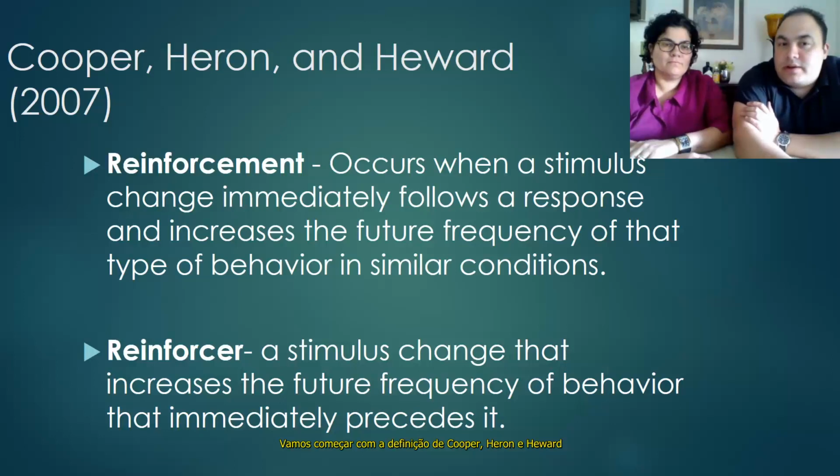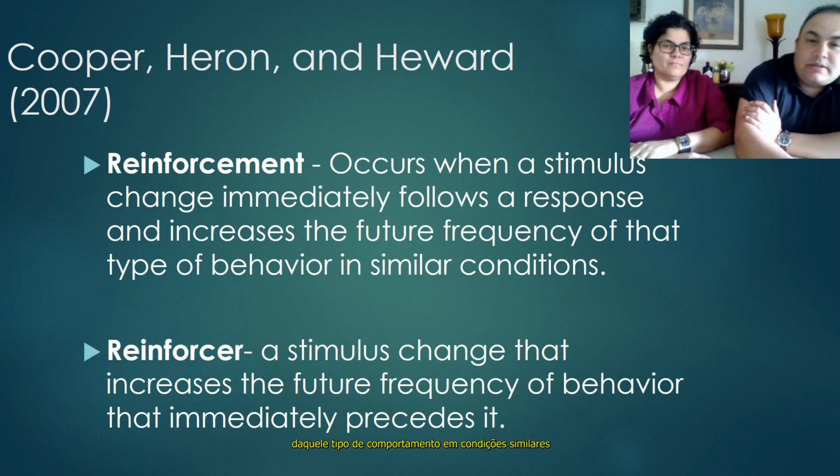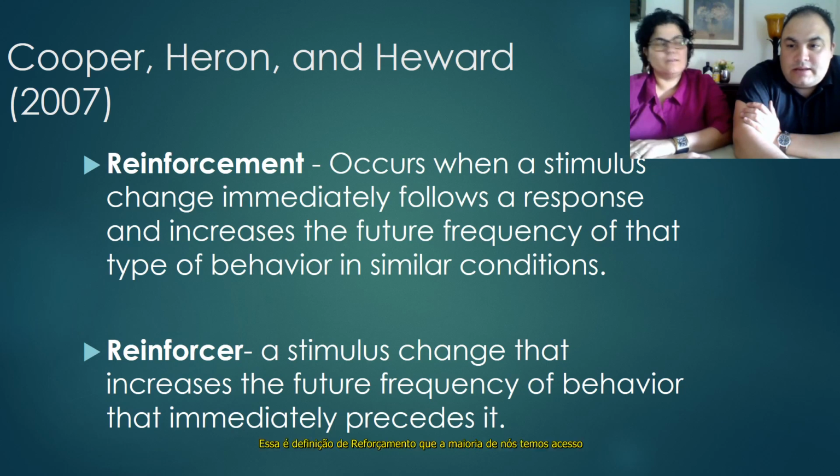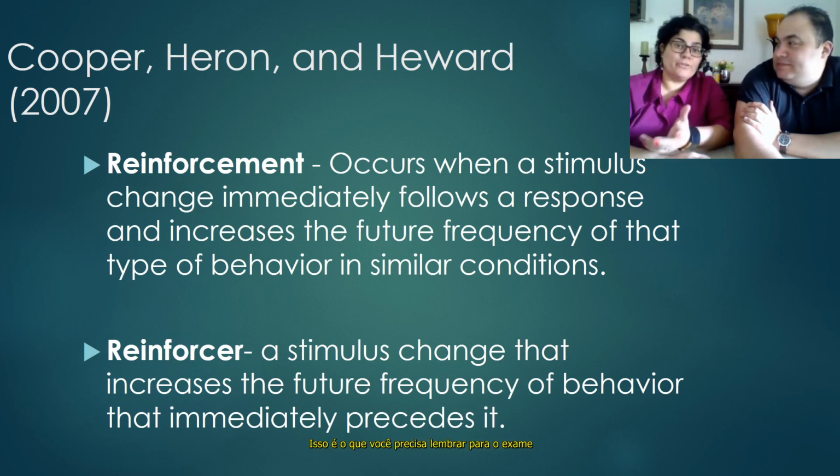So let's start with the Cooper, Heron, and Heward definition. Here, reinforcement is a procedure. Reinforcement occurs when a stimulus change immediately follows a response and increases the future frequency of that type of behavior in similar conditions. A reinforcer is a stimulus change that increases the future frequency of the behavior that immediately precedes it. This is the definition of reinforcement that most people have access to. That's what you need to remember for your exam.